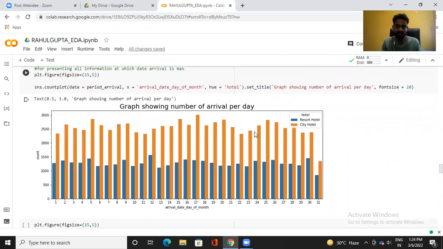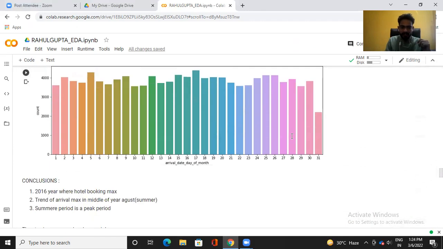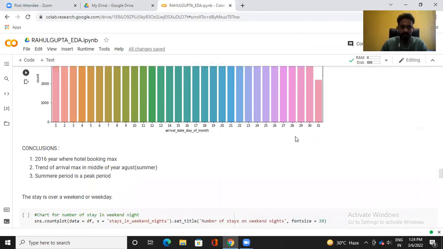Then I looked at different days of arrival, and I found it is very random. There is nothing we can conclude from such data. What I concluded from that is that the year 2016 had the maximum hotel bookings, which was the peak, and the trend of arrivals rises from the middle of the year until August.